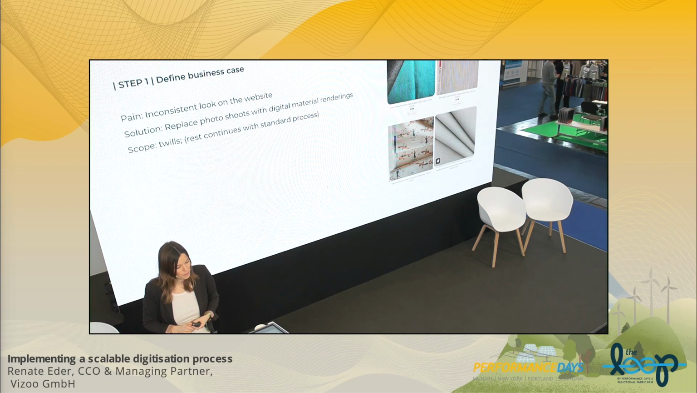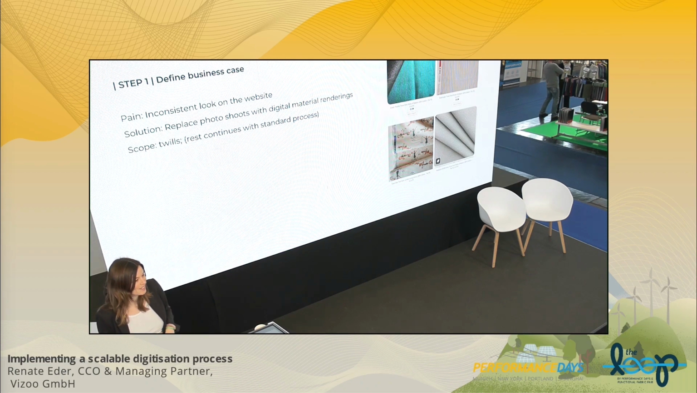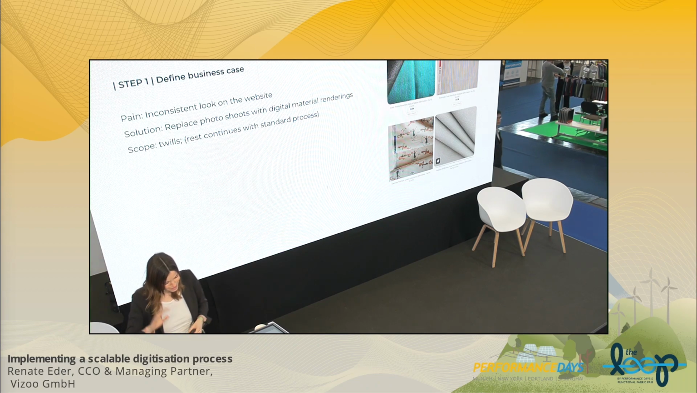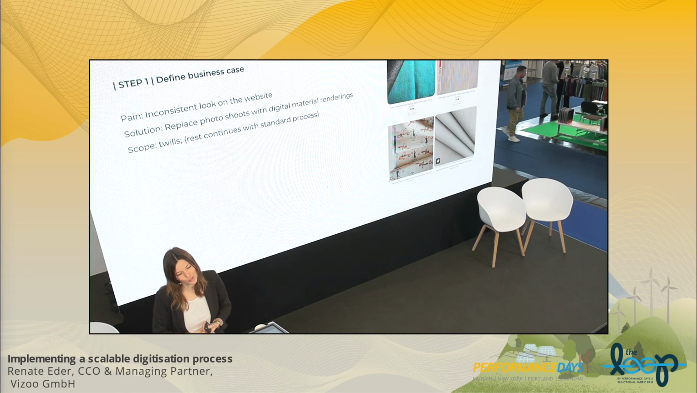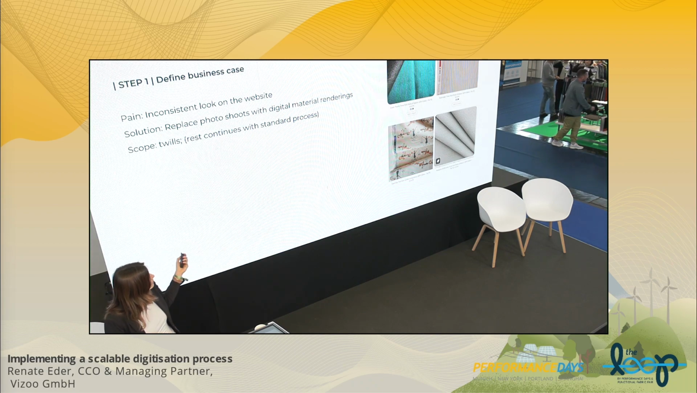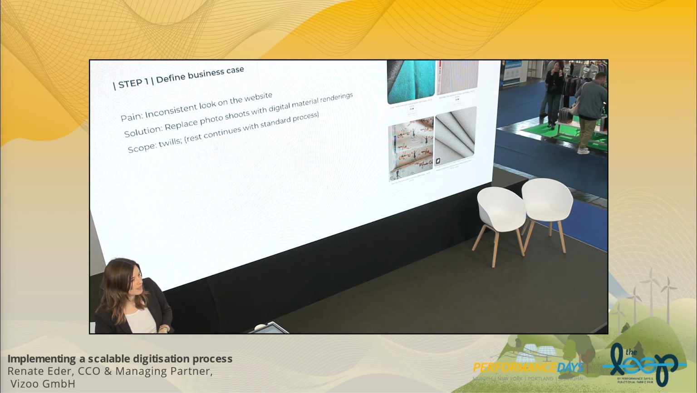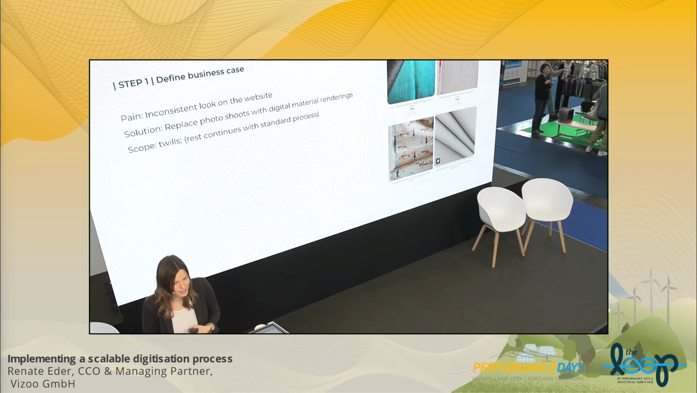One example could be, oh, I have such an inconsistent look on my website and I want to make that more consistent. Of course, it could be any other example, like having too many color iterations, but we would concentrate on this one topic now. So I have this very inconsistent look on my website, and I want to solve that. And I think I can solve that by replacing those photo shoots with digital material renderings. That's my assumption, and I would limit the scope.